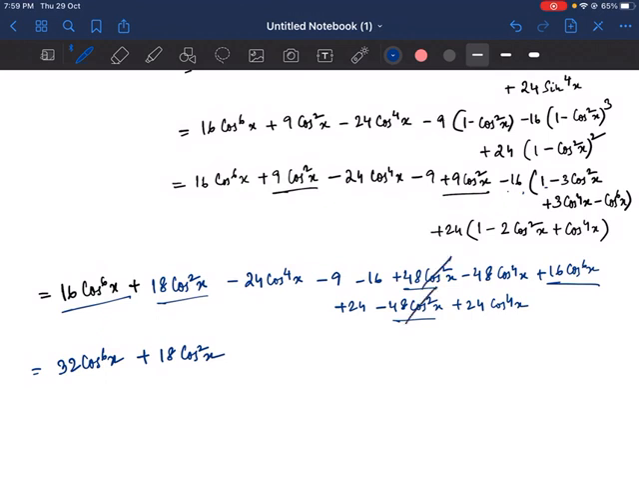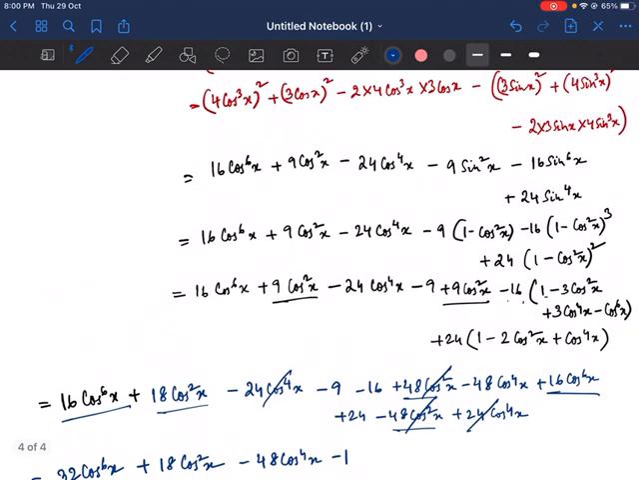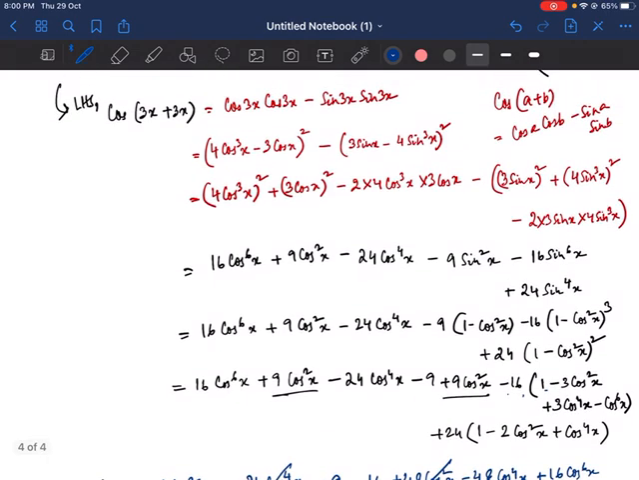Now what we have is cos to the power 4x. So this one and this one get cancelled. So we have minus 48 cos to the power 4x, and we have minus 16 minus 9. This one becomes minus 25 and this one is 24. So we have minus 1. So this is my answer of question number 25.